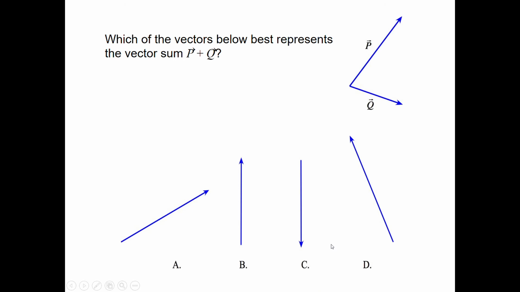Okay, a little voting question. Which of the vectors best represents the vector sum of p plus q? So here's a vector p drawn here and a vector q drawn there. If we want to visualize the sum of those two vectors, which is the only one that's reasonably close to it?